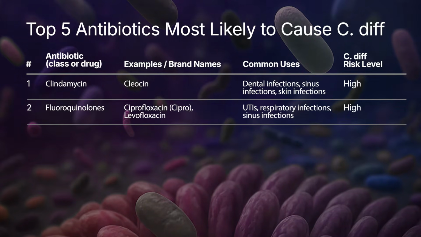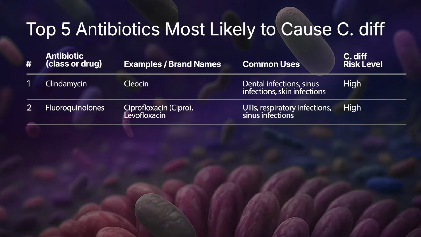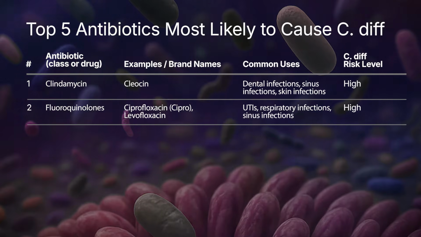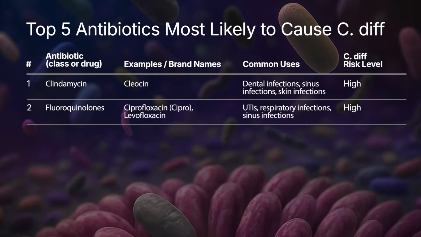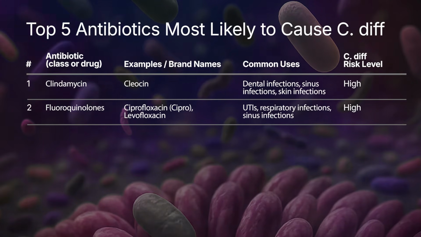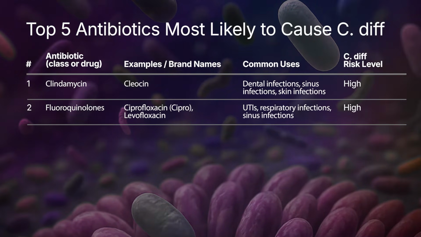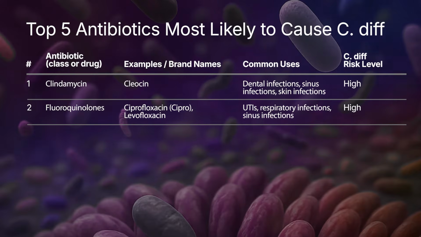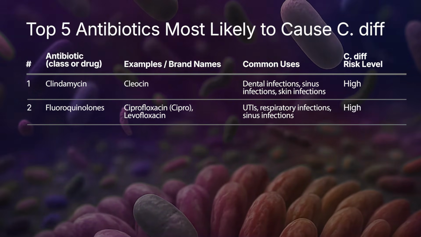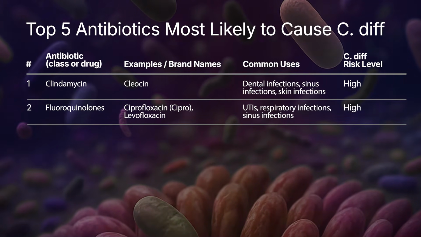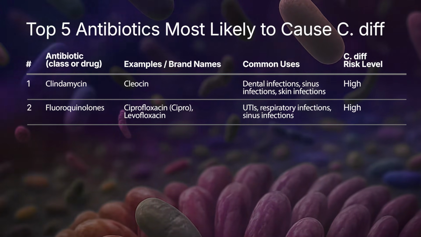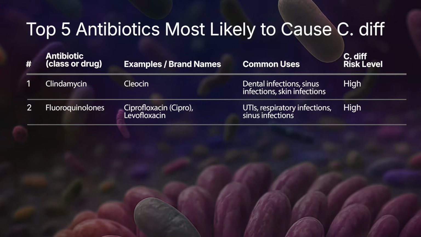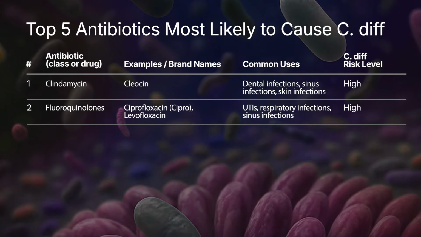Next are the fluoroquinolone antibiotic group. This includes drugs like ciprofloxacin, which is also known as Cipro, and levofloxacin, which is often called Levaquin. Now, these drugs are often prescribed for urinary tract infections or UTIs, as well as respiratory infections, and many people report their C. diff began after a round of Cipro.